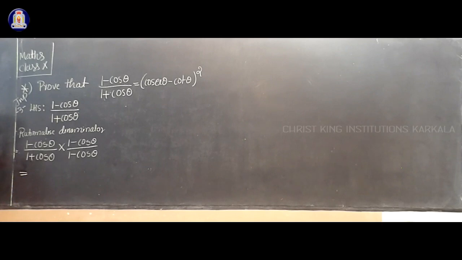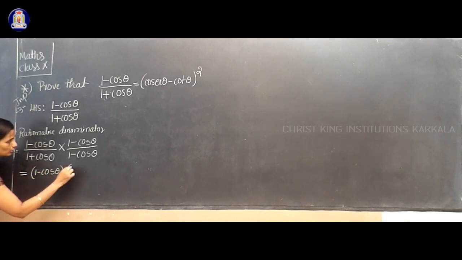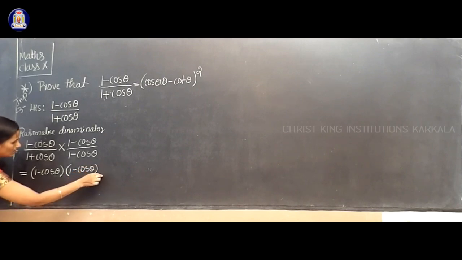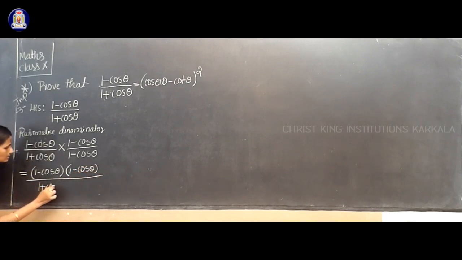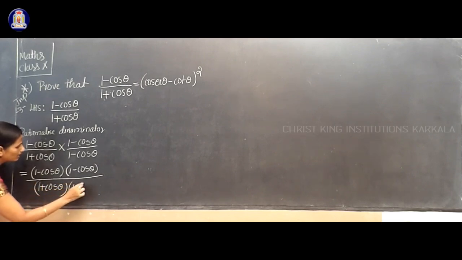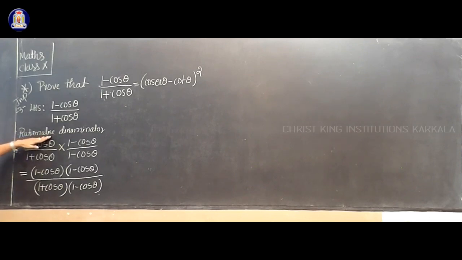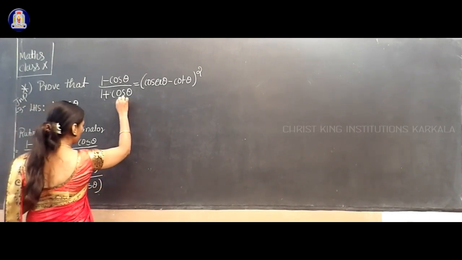After multiplication, what is our next step? The next step is numerator multiplication and denominator multiplication. So it is (1 minus cos theta) into (1 minus cos theta) divided by (1 plus cos theta) into (1 minus cos theta). Normally you know that when you rationalize the denominator, which formula is used in the denominator? It is (a plus b) into (a minus b), that is equal to a square minus b square.